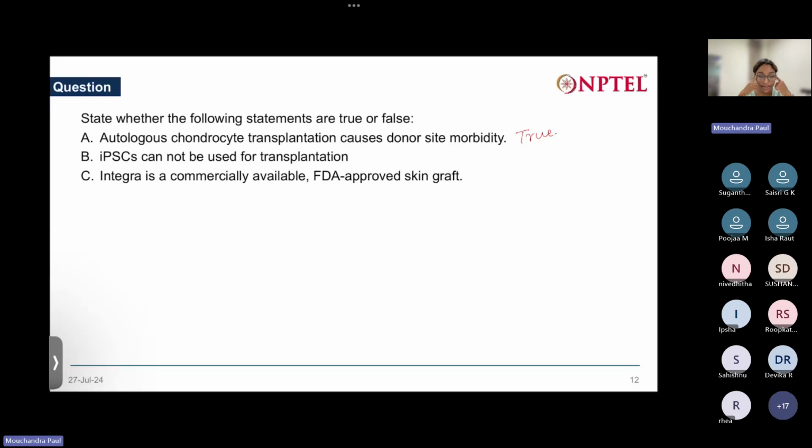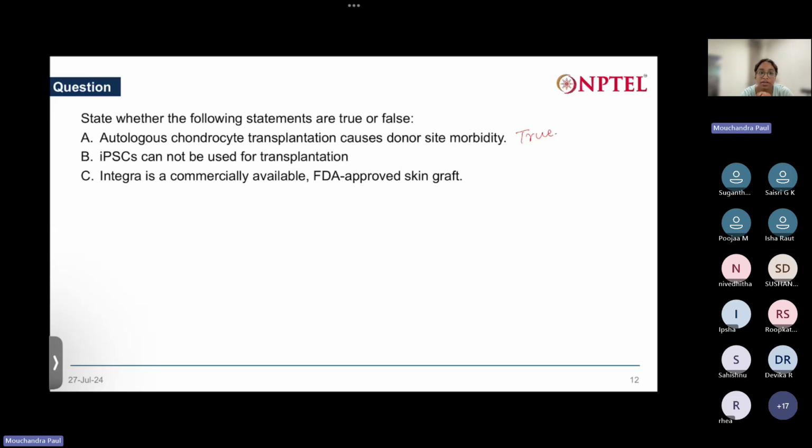So what do you mean by iPSCs, first of all? Induced pluripotent stem cells. Yes. Now, do you guys think these cells can be used for transplantation? They can be used, ma'am. Yes, definitely it can be used. Rather, it's easier to use iPSCs than using stem cells from another patient.